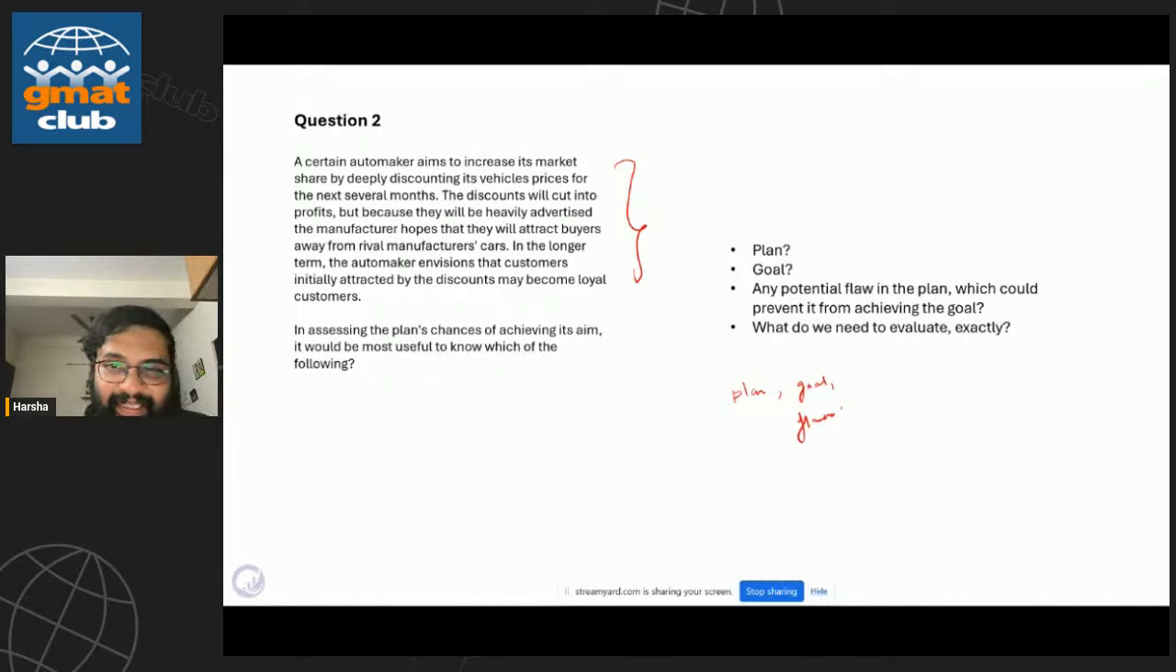I'm especially interested in seeing if you're crystal clear in figuring out the plan and goal. That's more important. The flaw would be nice.